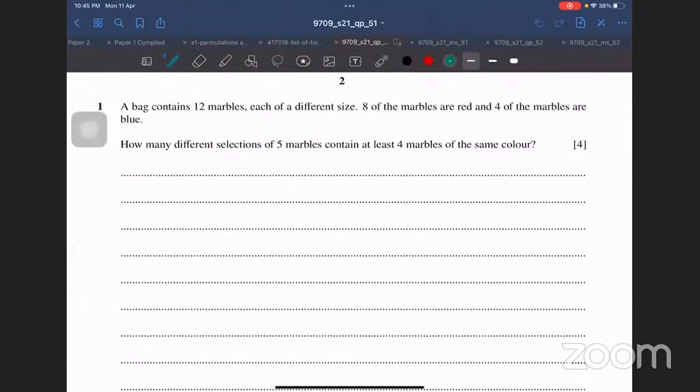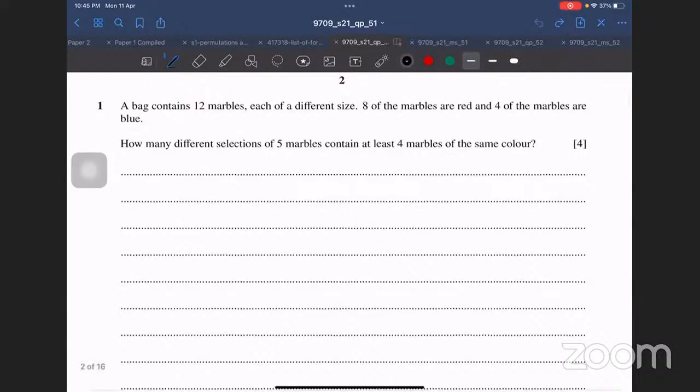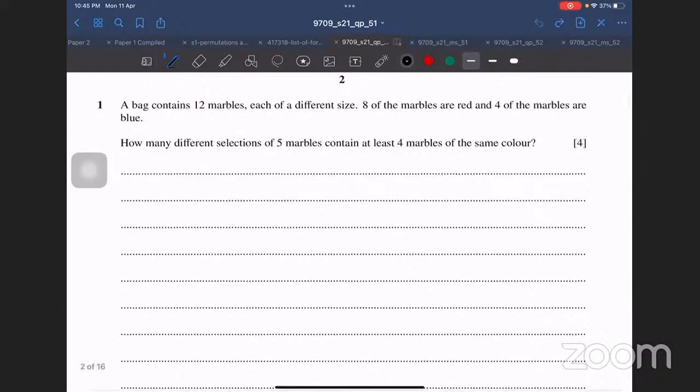8 of the marbles are red and 4 of the marbles are blue. How many different selections of 5 marbles contain at least 4 marbles of the same color? Since this is a question on combinations, let's first write down the data that we have.